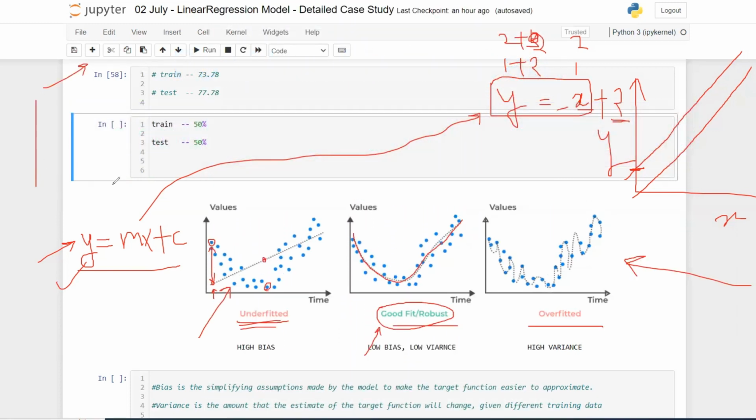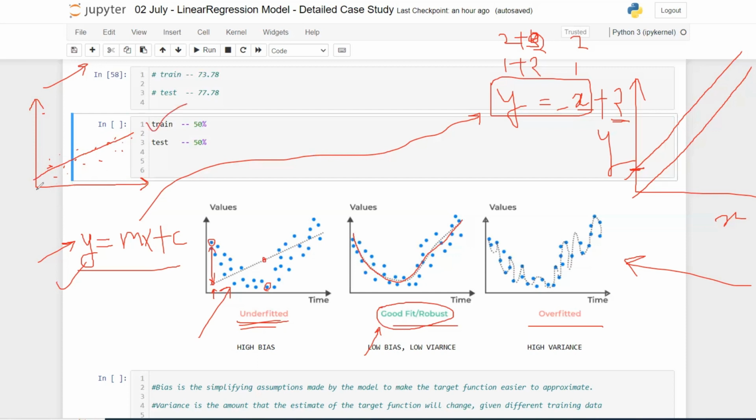But let's consider the case of our current data set. Our current data set is linear data only, guys. Okay. So let's say our dots, the actual values, are something like this. It's going linearly in the upward direction, right? So if I have a line which is going somewhere in between these dots, I will say it's a good fit.